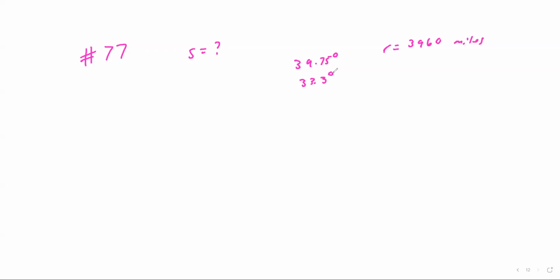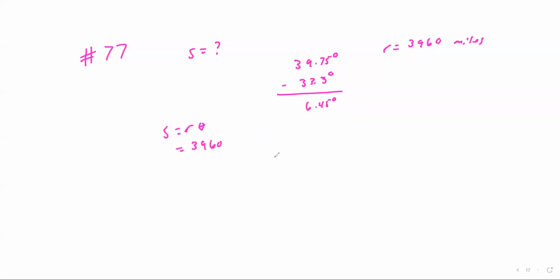When we're doing this, it tells you the degree of where it is on the Earth. But to find out the actual degree of movement, we just need to subtract the two. So 39.75 minus 33.3, we get 6.45 degrees. From that, I can then plug into my formula, and this will give me 3,960 times 6.45.